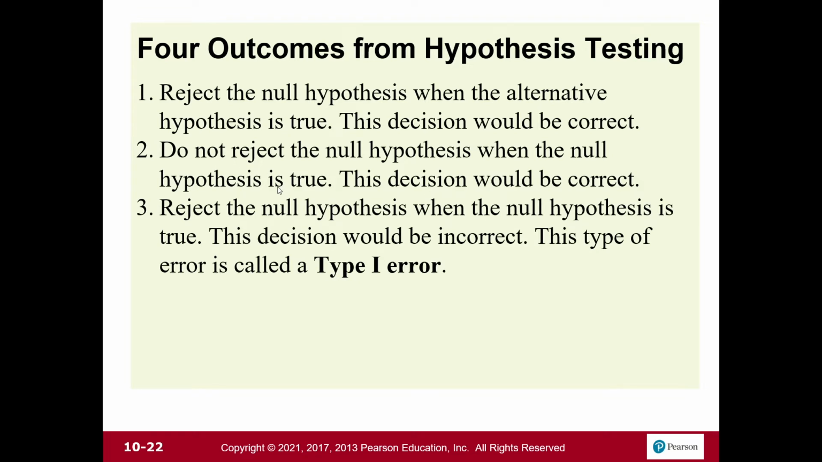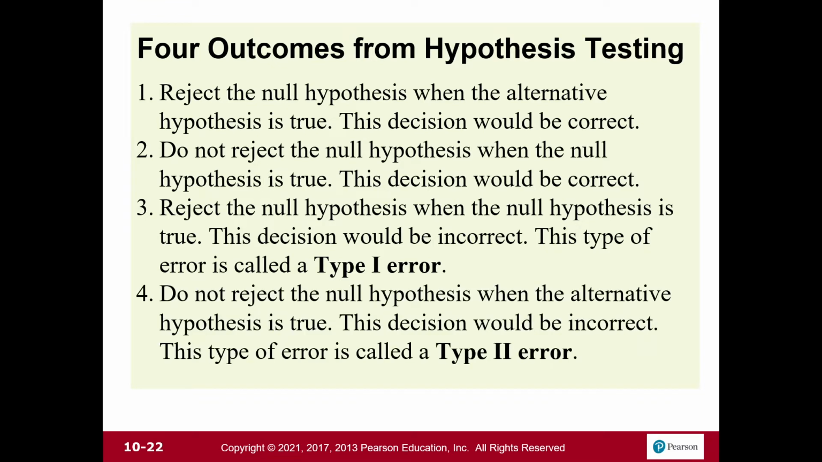3, reject the null hypothesis when the null hypothesis is true. This decision would be incorrect. This type of error is called a type 1 error. And then 4, do not reject the null hypothesis when the alternative hypothesis is true. This decision would be incorrect. This type of error is called a type 2 error.